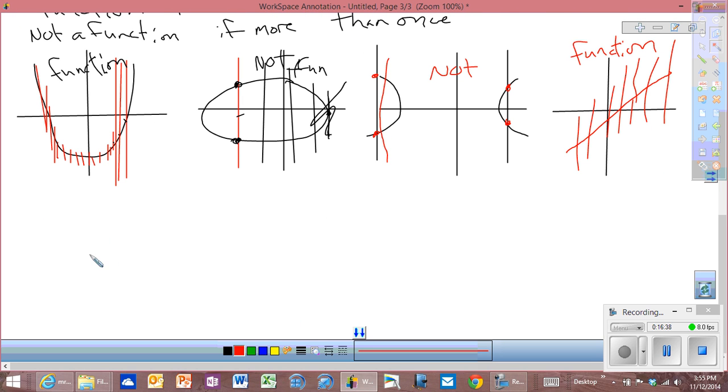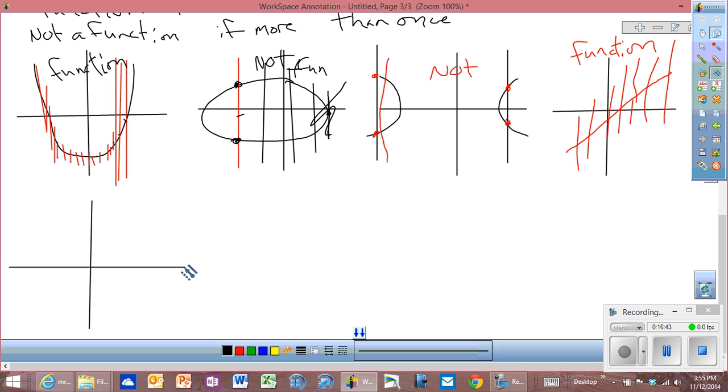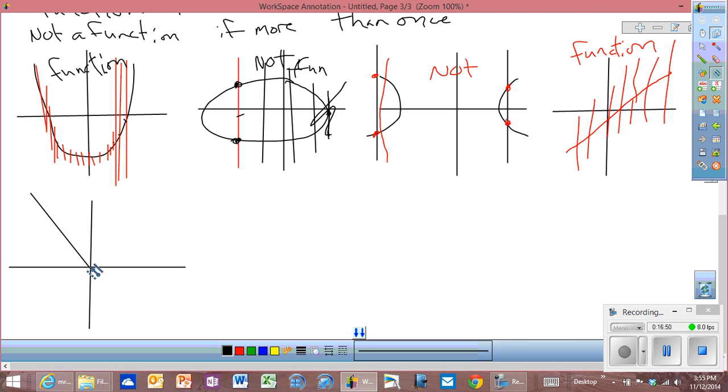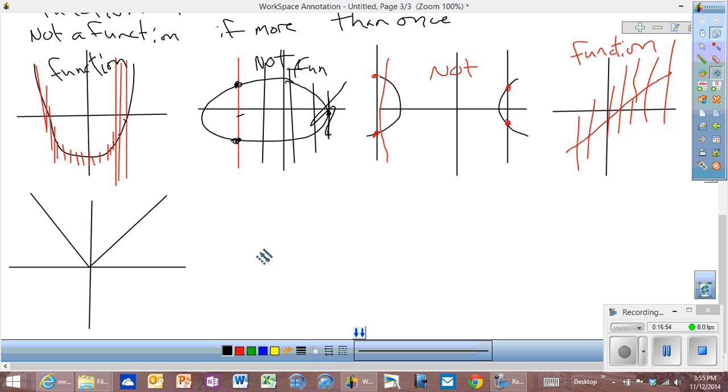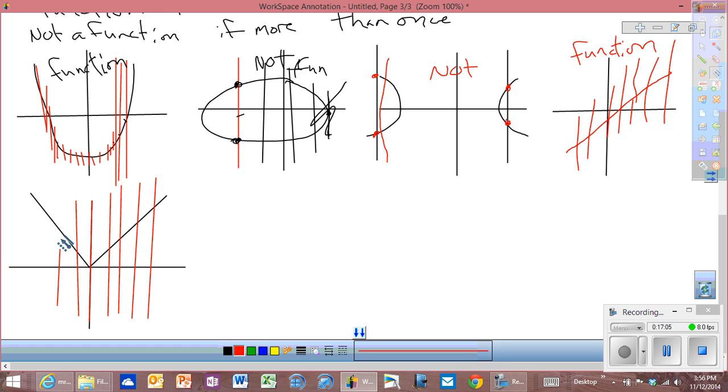Okay, your next graph is what's called an absolute value function. We've graphed a few absolute value things, but not tons. So I'll just graph this one. Have to use straight lines. I'm not very good at actually using straight lines. Did that one cross more than once? Did that one? Can I find anywhere where it crosses more than once? No, I can't find anywhere. So this one is also a function.